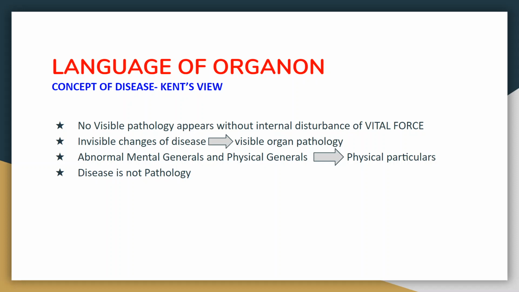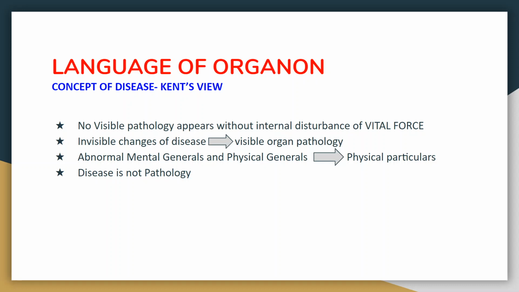So what we are discussing now, on the left hand side of the arrow, abnormal mental generals and physical generals, and see the second point on the left hand side of the arrow, they are the invisible changes of disease. Now what is there on the right side of the arrow? Point number second, visible organ pathology, and point number third is the physical particulars. So it is nothing but evolution of disease, that first there are abnormal mental generals and physical generals and they give rise to physical particulars.